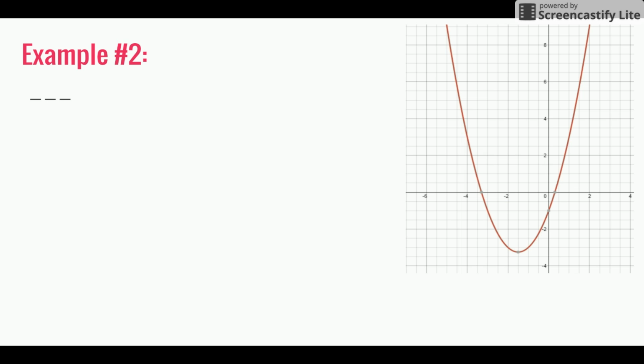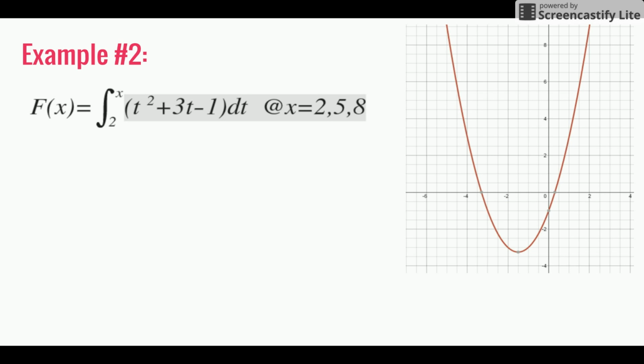So let's try another example. Here we have F of x equals the integral from 2 to x of t squared plus 3t minus 1 dt at x equals 2, 5, and 8. Once again, we have our graph over to the right of t squared plus 3t minus 1.